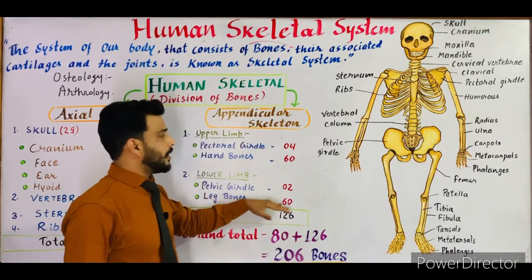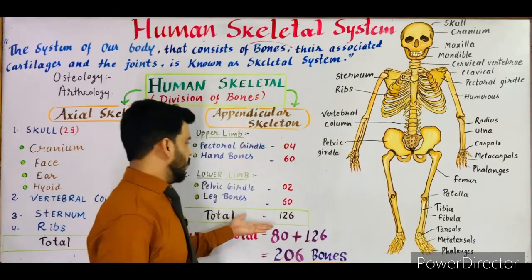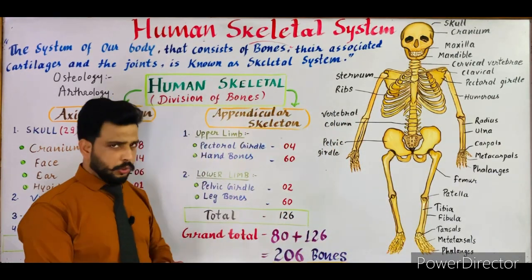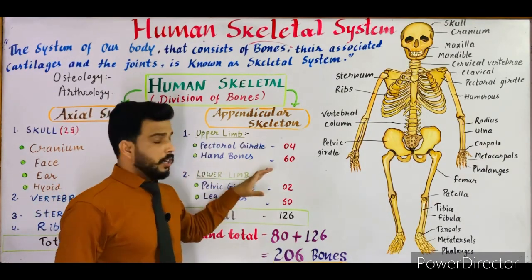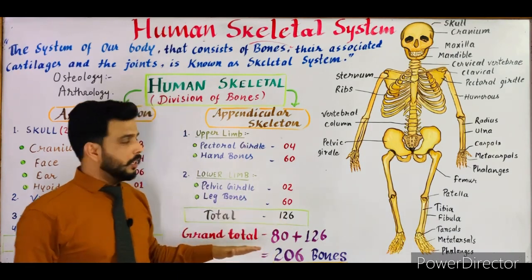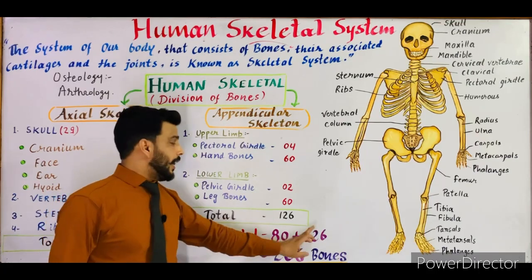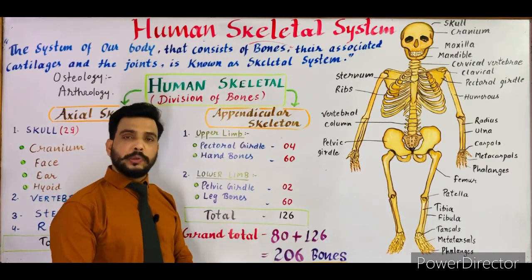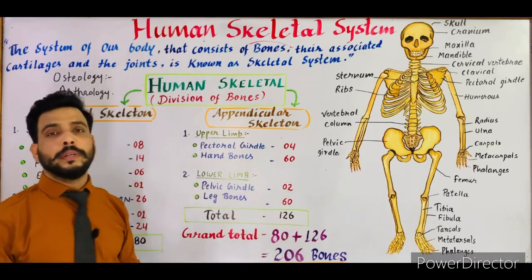So leg bones are 60: 30 bones in this leg and 30 bones in this leg. So the total is 60 bones. Thus you can see the upper limb consists of 64 bones and the lower limb consists of 62 bones, and the total is 126. And the grand total: the axial skeleton consists of 80 bones and the appendicular skeleton consists of 126 bones. Finally, 206 bones are present in our human skeleton.